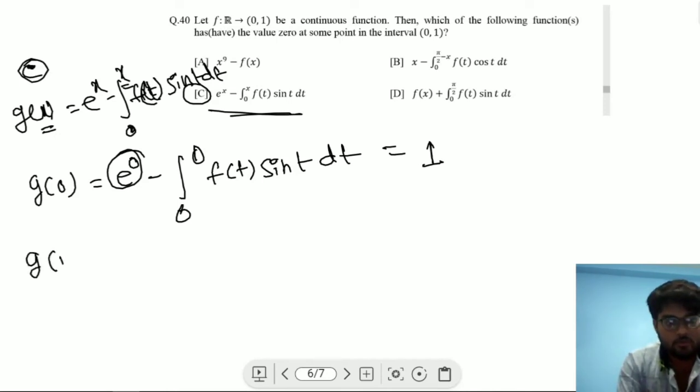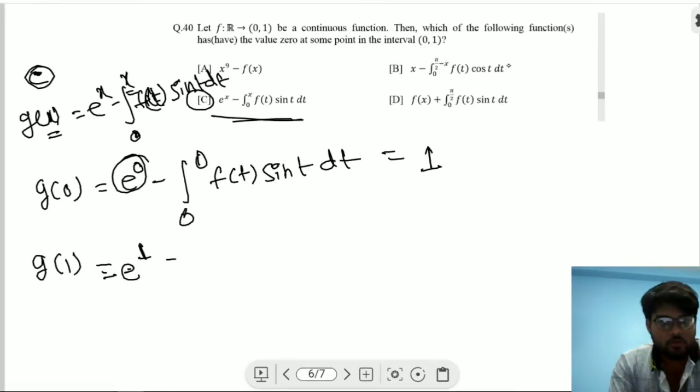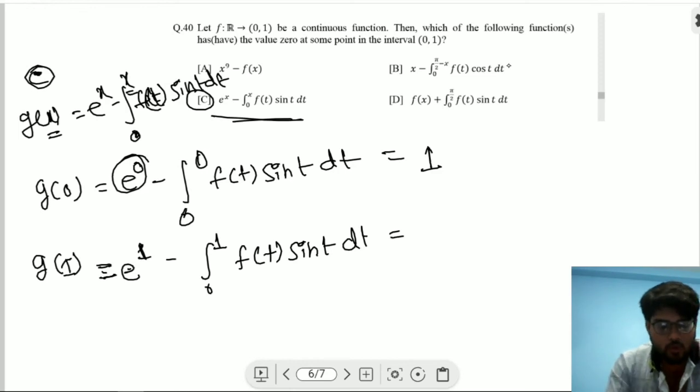Again if we put x equals to 1, it will be e to the power 1 minus the integral from 0 to 1 of f(t) sin t dt. So yeah, this is something like e minus the integral from 0 to 1. So obviously g(0) is positive, greater than 0.